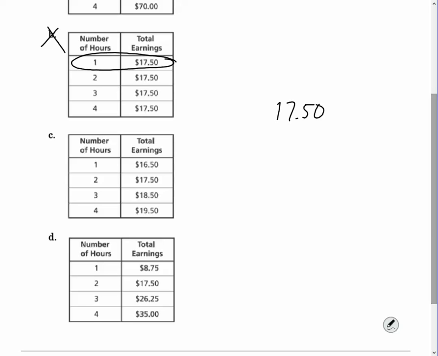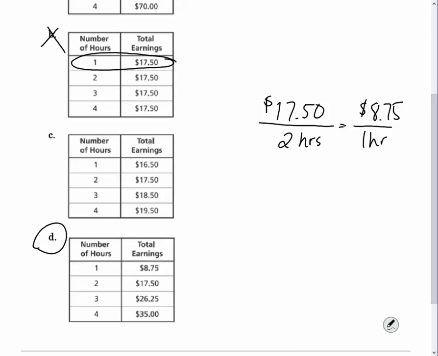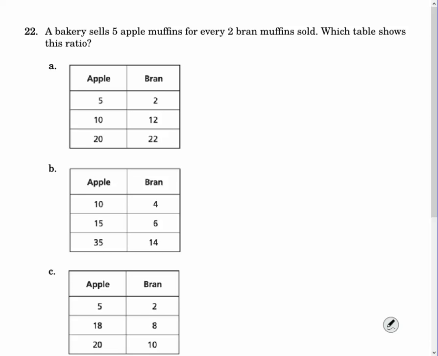So $17.50 for every 2 hours. When you divide that, you're going to find out that 1 hour is $8.75, right? So you can easily then scale it up from there. Let's move on to the next one. A lot of people miss this one.